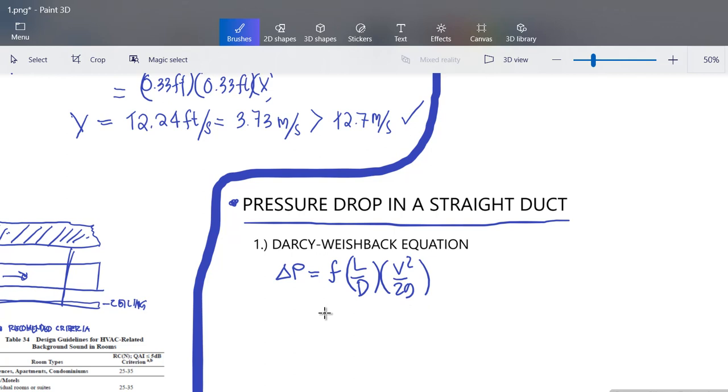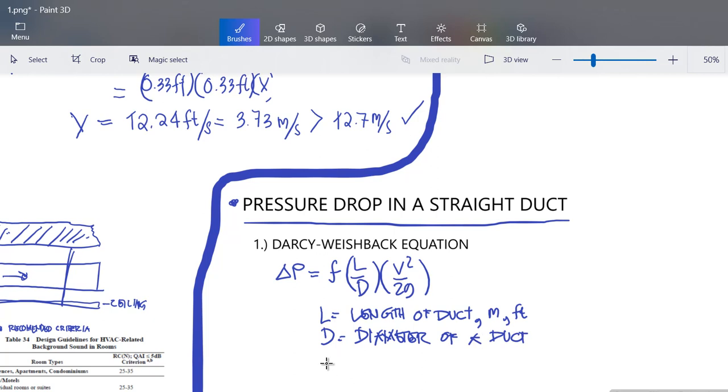So your L, so that is the length of duct. So it's either meters or feet. Then you have your D, which is the diameter of a duct. Okay. Then we have your V, which is also in units of meter or in feet.